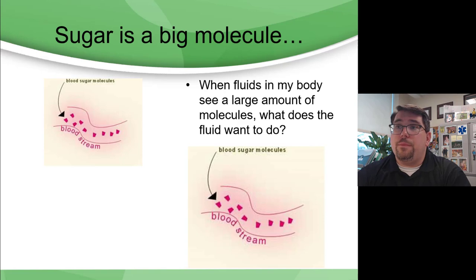We know that sugar is a very big molecule, so we oftentimes find when fluids in the body see a large molecule, what are they going to want to do with it?